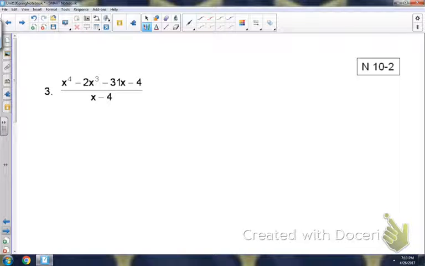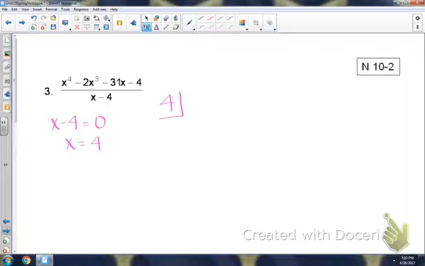Alright, let's look at 3. Doing the same thing, we're dividing these polynomials. So first step is to set your denominator equal to 0 and solve for x. So x equals 4. So that number goes on the outside.